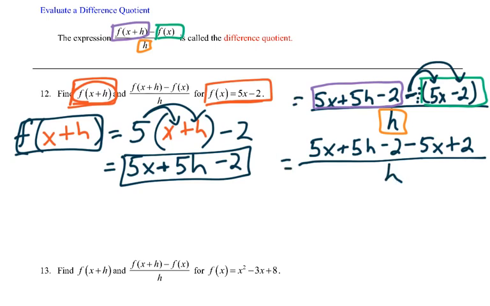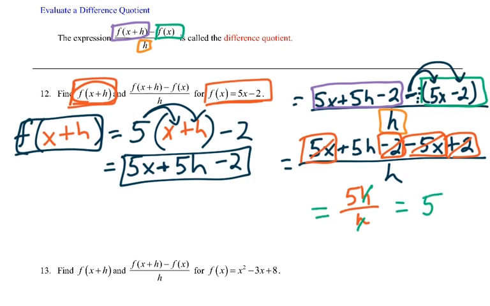Okay, and so then notice what happens. 5x minus 5x, those cancel. 5x minus 5x is equal to 0. They cancel out. Minus 2 plus 2 cancels. That's equal to 0. So all we're left with is 5h divided by h. h divided by h is equal to 1. So this just equals 5. So the difference quotient for this function is equal to 5.